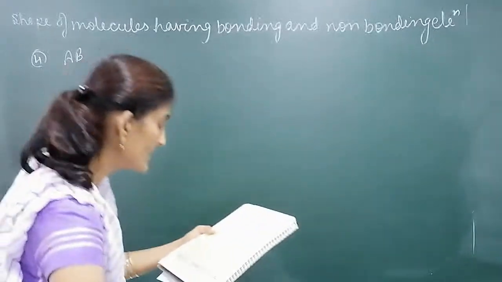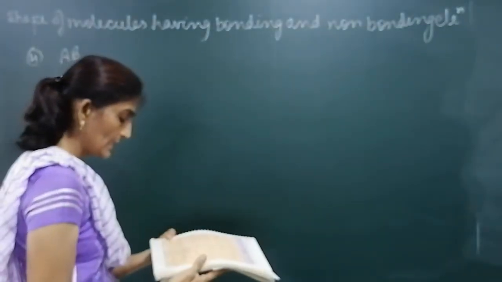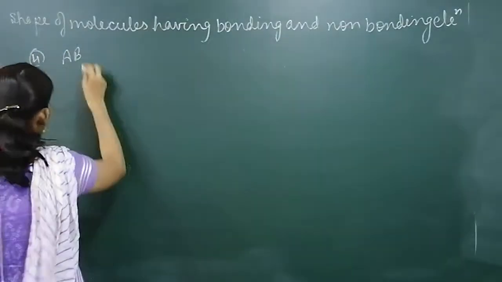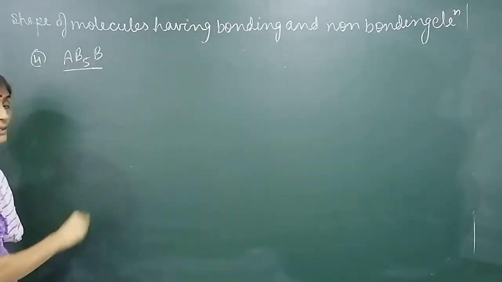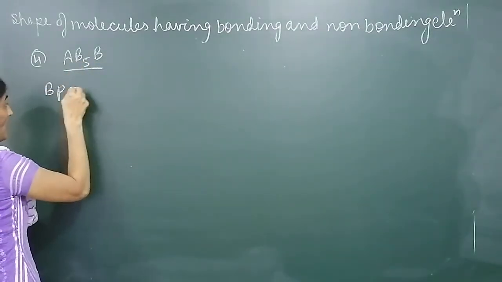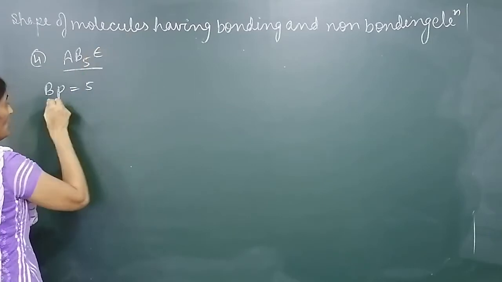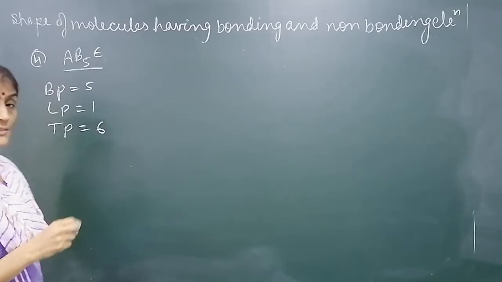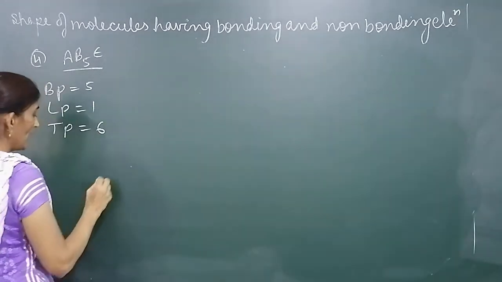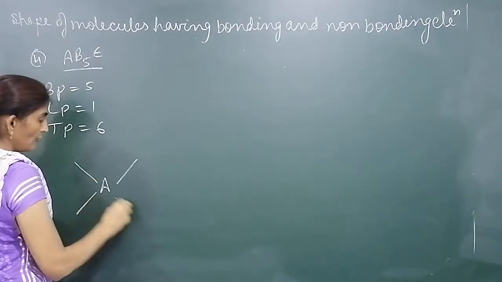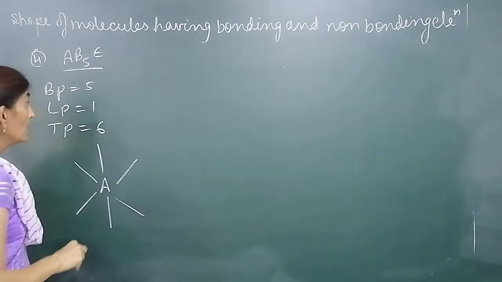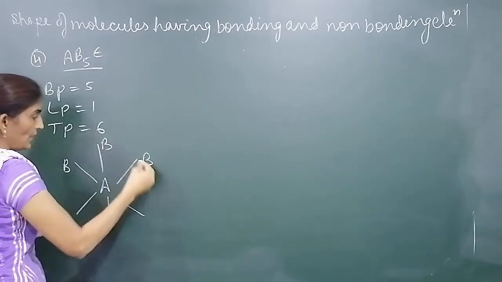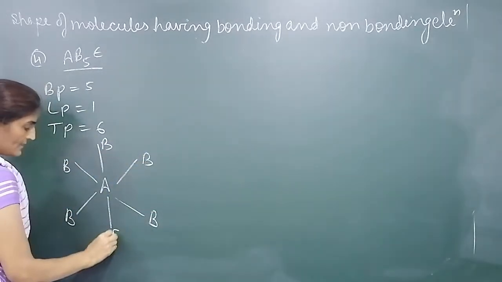Next type of molecule is AB5E. AB5E means total bonding pair 5, lone pair 1, and how many total pair of electron? 6. If there are total 6 pair of electron, then geometry will be octahedral. 1, 2, 3, 4, this 5 and this 6. One is lone pair, 5 are bonding pair. See, bonding pair, bonding pair, bonding pair, arranged, and this is lone pair.